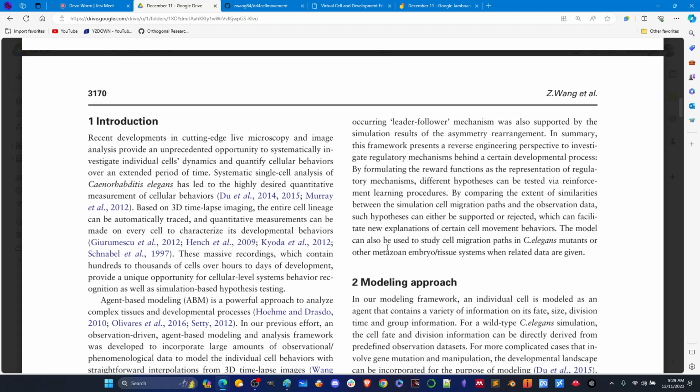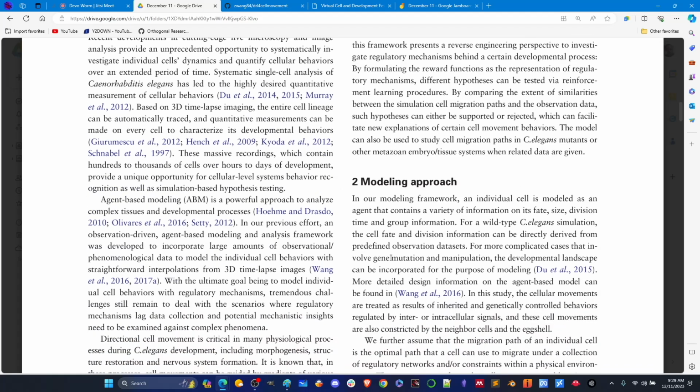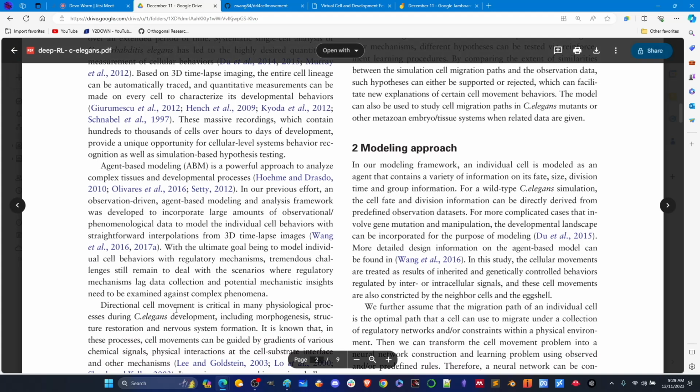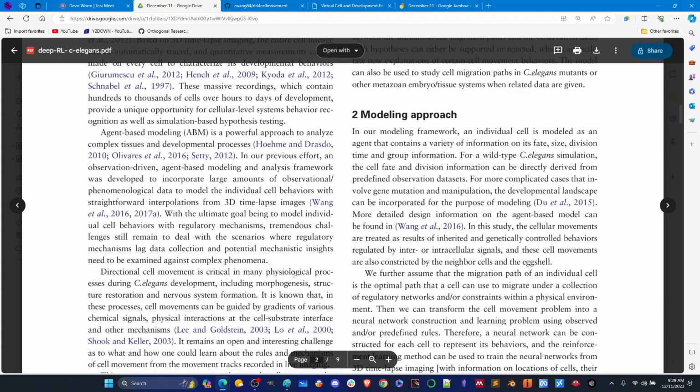So they talk a lot about the recordings. Talk about agent-based modeling and directional cell movement, which of course is what they're doing here.